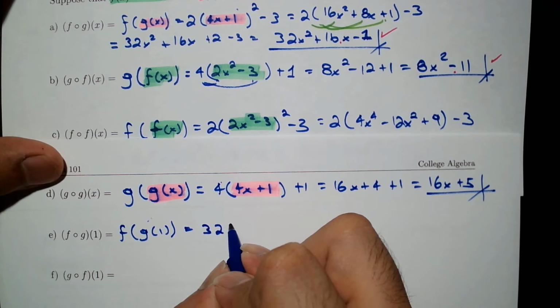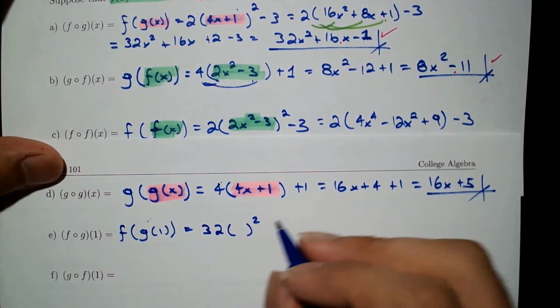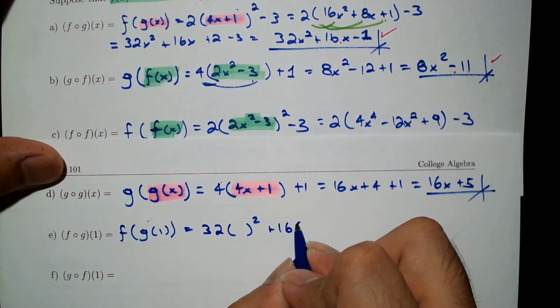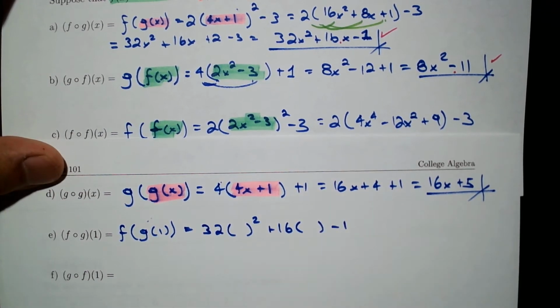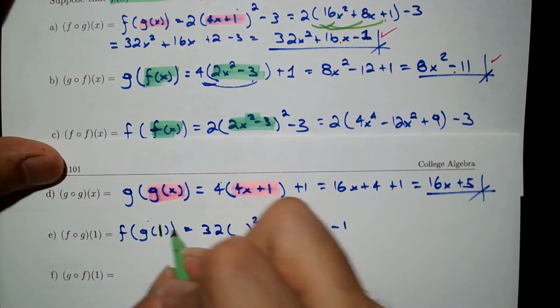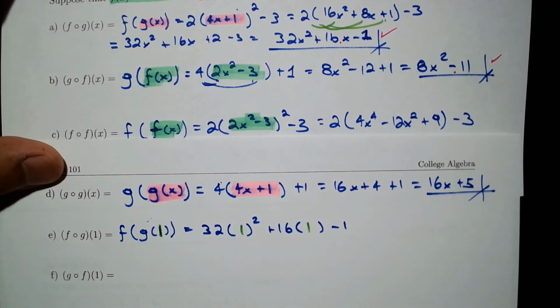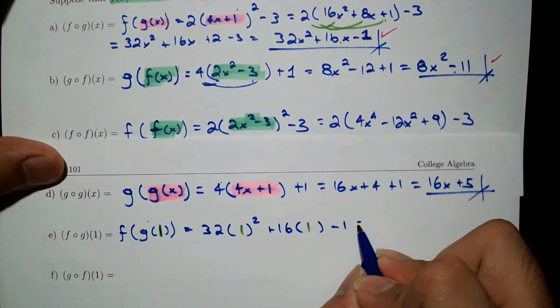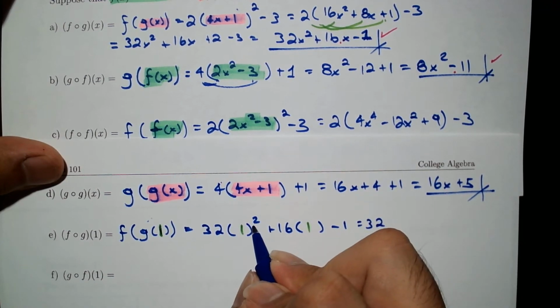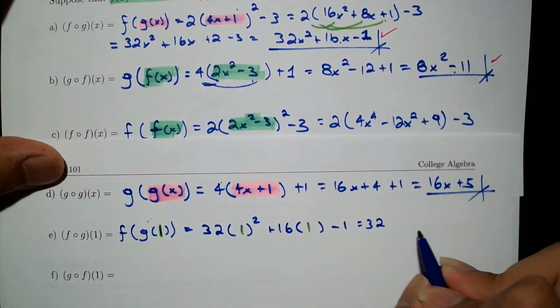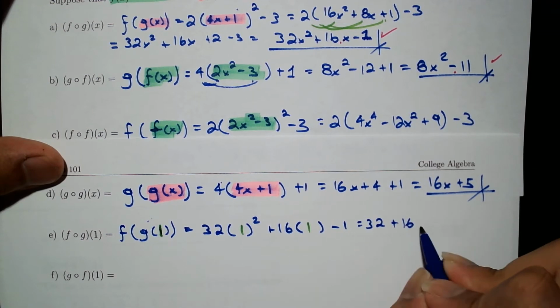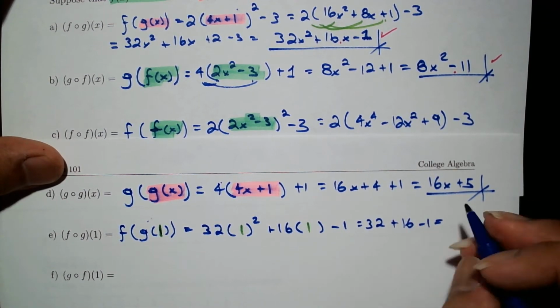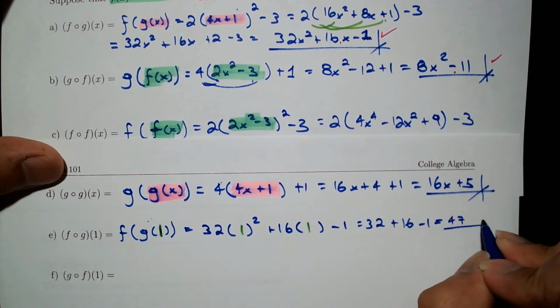So 32 times 1 squared plus 16 times 1 minus 1. Well, we plug in 1. And all we get here is 32, because 1 squared is 1 times 32, that's 32. 1 times 16 is 16, and minus 1, final answer. Here I get 47.